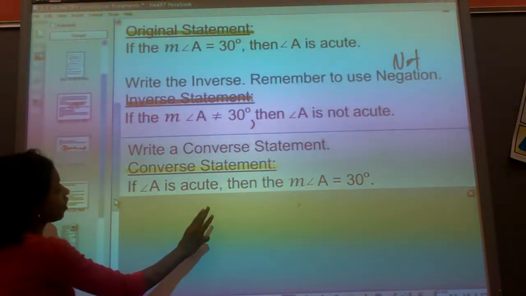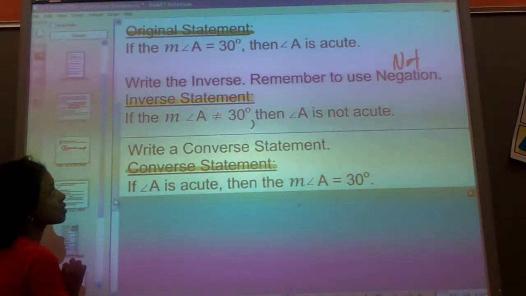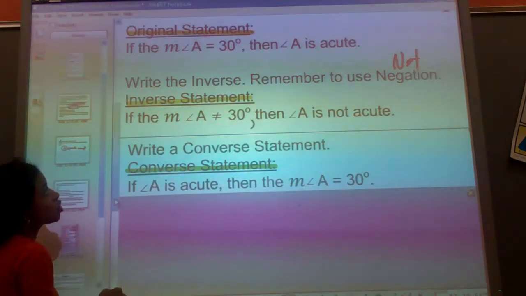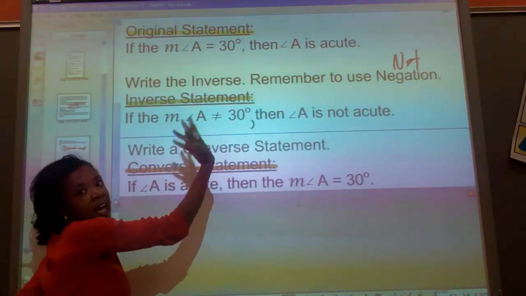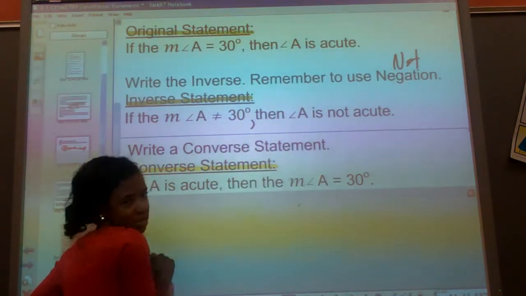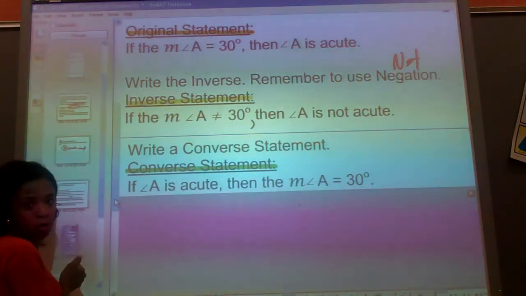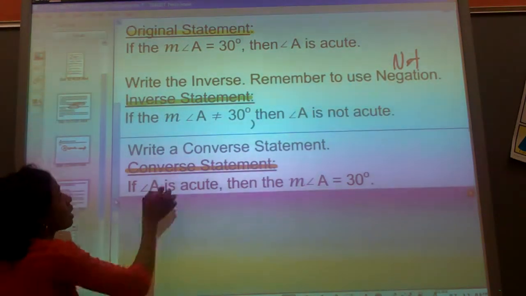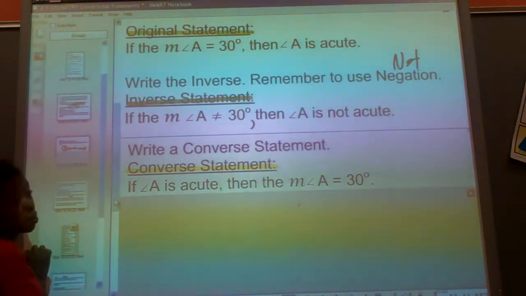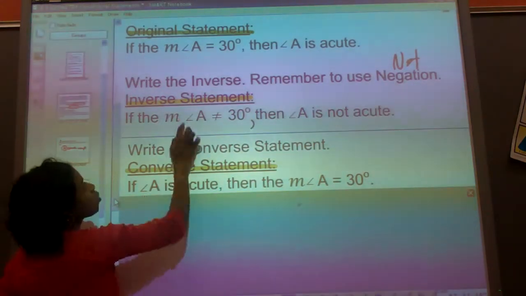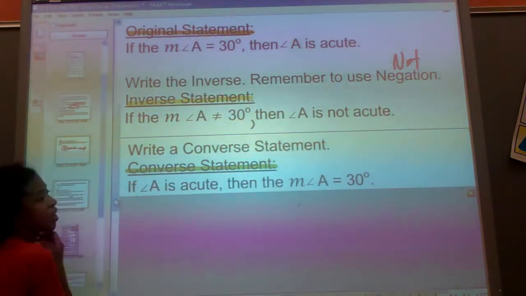So converse, I'm going to switch the hypothesis and conclusion. Now I'm doing three things. I have an original sentence. I have an inverse when I leave the original sentence like it is, but I just put the word not in there. The converse says everything's based off the original statement. So converse is I'm using the original sentence or statement, but now I switch the hypothesis and the conclusion.